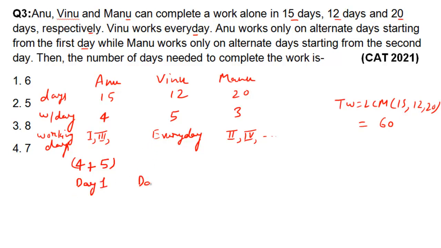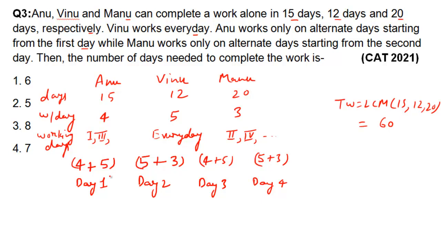right? And day 2 Anu will not work, but Vinu will work because he is working every day. So 5 work of Vinu plus Manu 3 work, 5 plus 3. This is something that you need to understand. Day 1 4 plus 5, day 2 5 plus 3, again day 3 is again 4 plus 5, and day 4 is 5 plus 3.